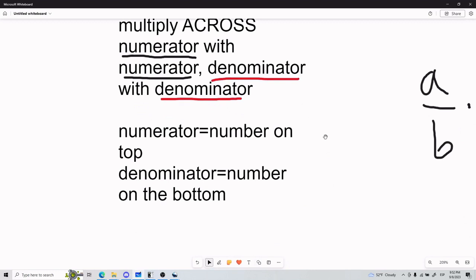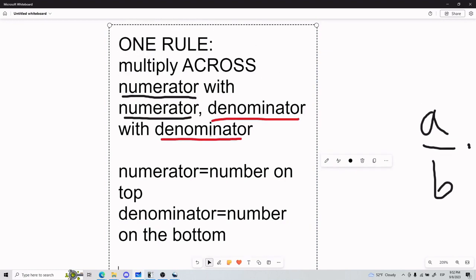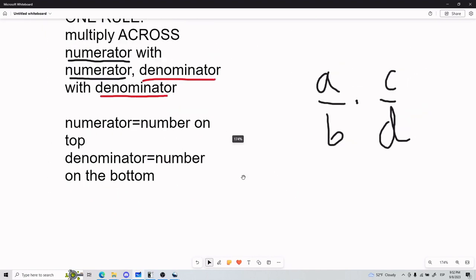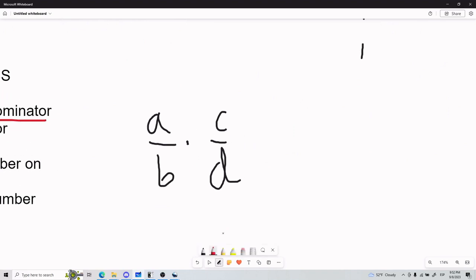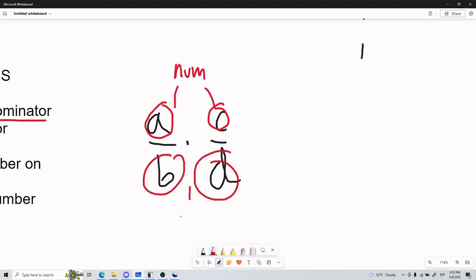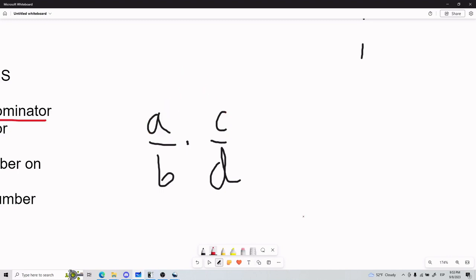That's just fancy math language. Okay, fancy math language for what? Numerator is going to be the number on top, while denominator is going to be the number on the bottom. In other words, in this scenario, my numerators would be A and C, while B and D would be my denominators. All right, so numbers on top, numerators, numbers on the bottom, denominators. Having that in mind, now we multiply across.